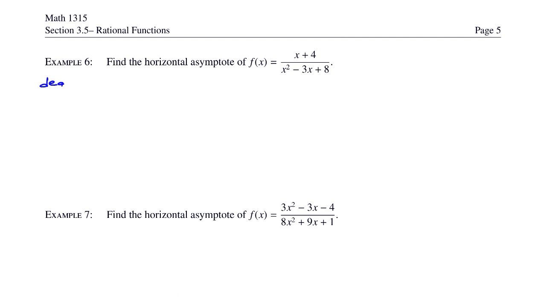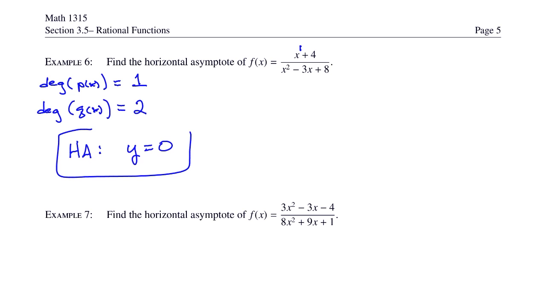So what is the degree of the numerator? That would be 1, because we have x to the first, and the 1 is the highest power of the exponent in the numerator. Determine the degree of the denominator. The highest power in the denominator is 2 because of the x squared. When the degree of the numerator is smaller than the degree of the denominator, your horizontal asymptote is automatically y equals 0.